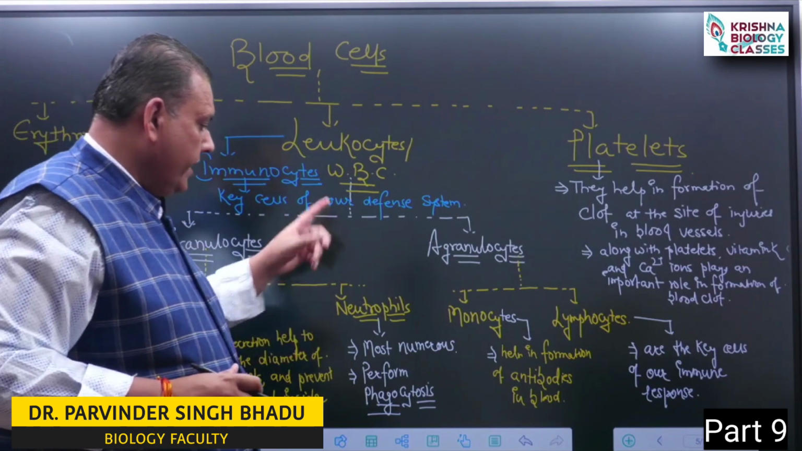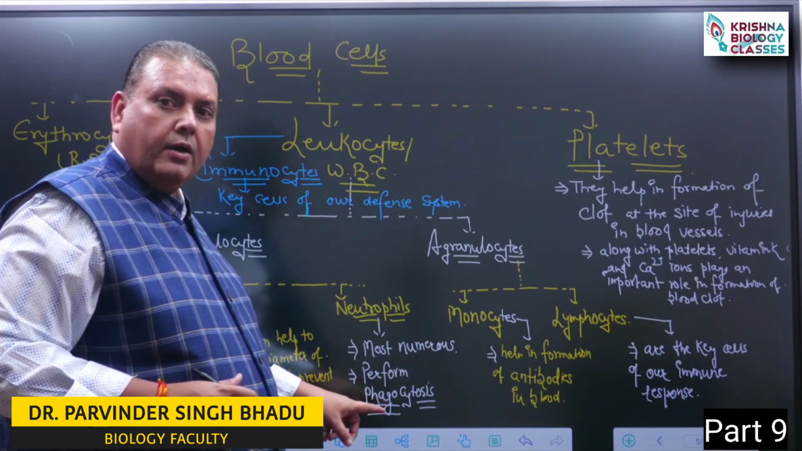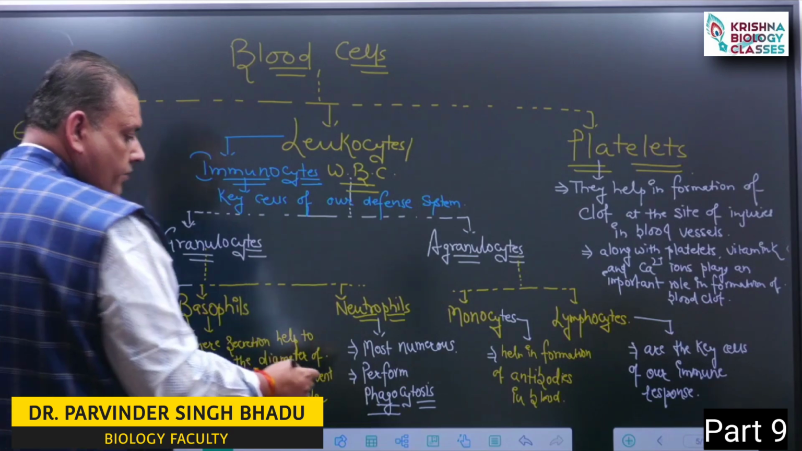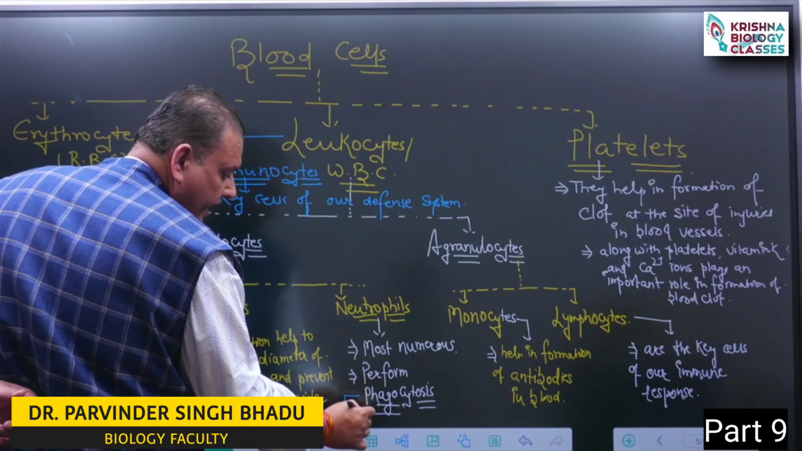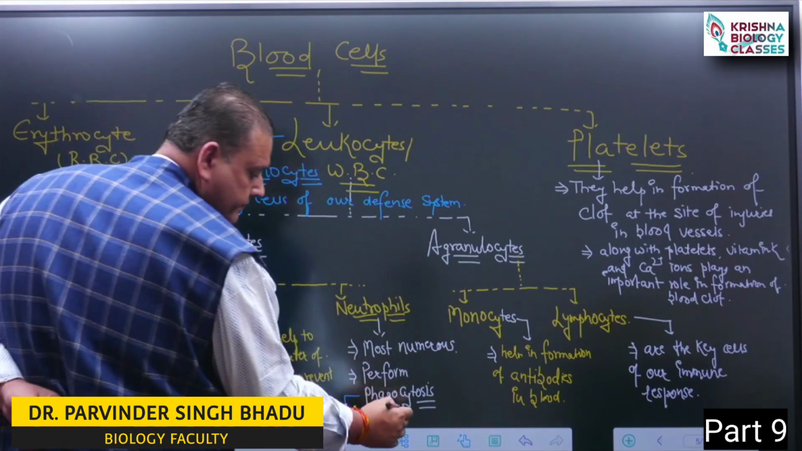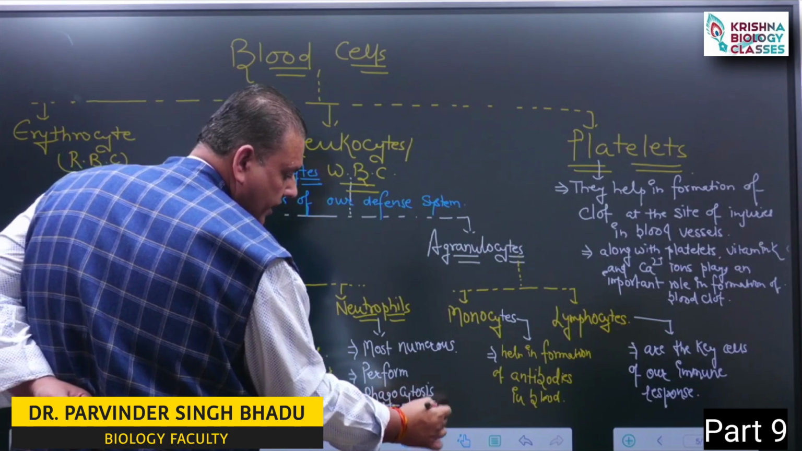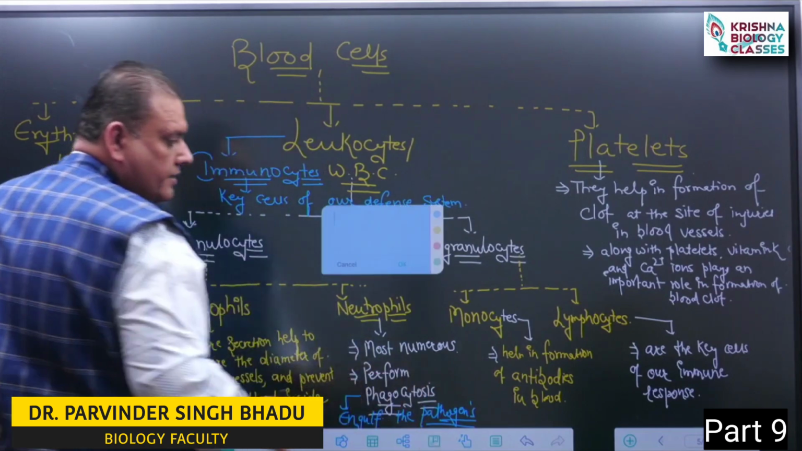The most numerous WBCs are neutrophils, and they perform phagocytosis. Phagocytosis is the process in which these cells engulf and ingest the pathogens. Pathogens are disease-causing microorganisms.